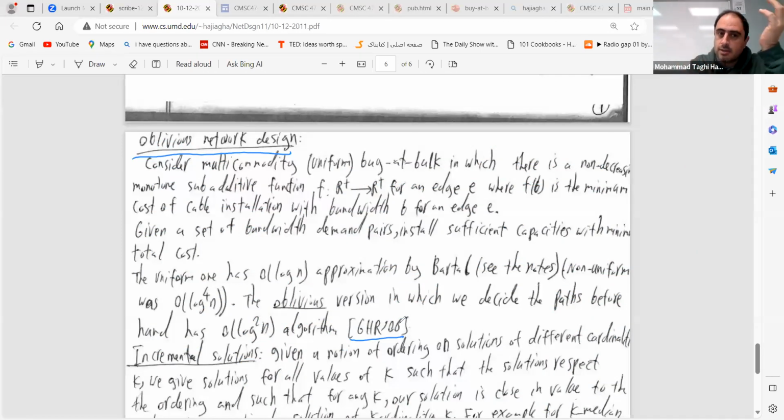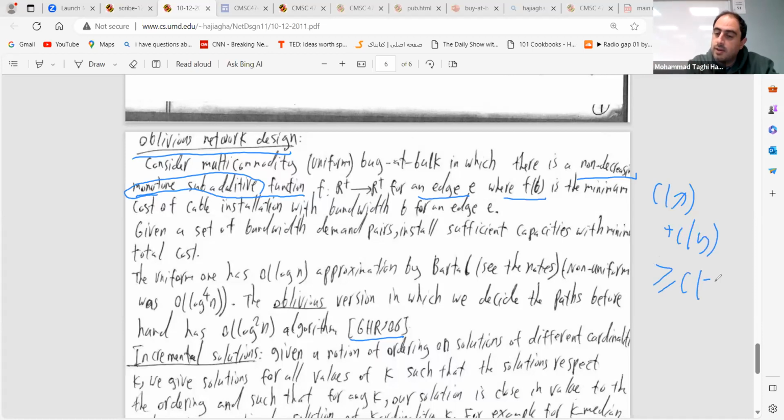So in the general multi-commodity flow that we talk about, uniform or non-uniform buy-at-bulk, there is a non-decreasing monotone submodular function, subadditive function. So this is f, for each edge e, where f of B is the minimum cost of the cable installation with bandwidth B. So this f of B is a monotone subadditive function in general. And subadditive means that C of X plus C of Y is greater than or equal to C of X plus Y.